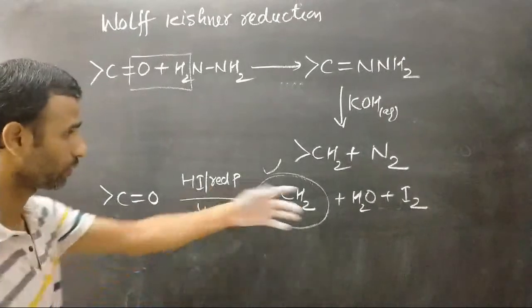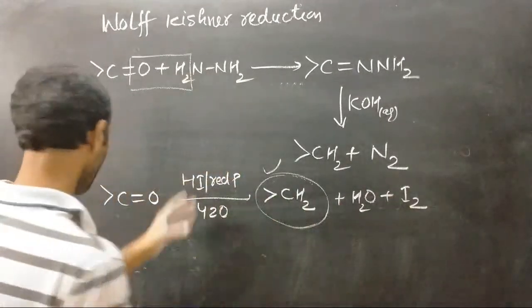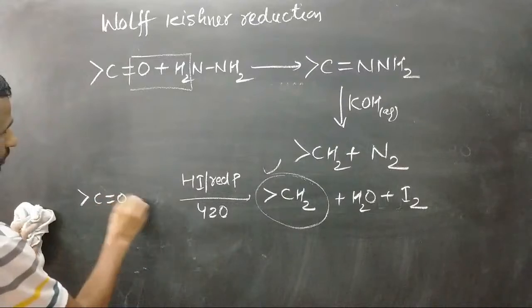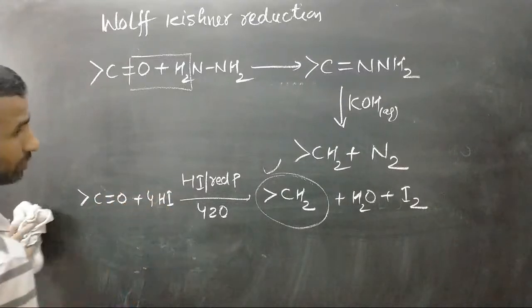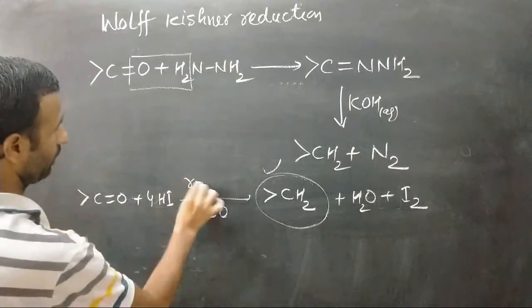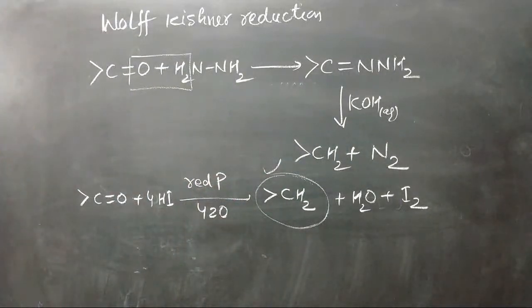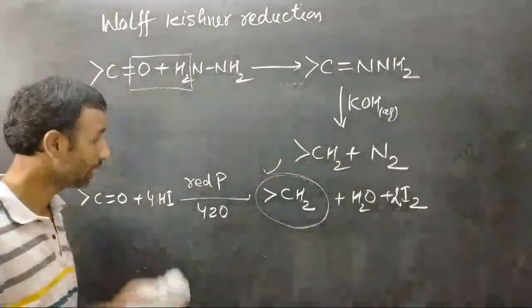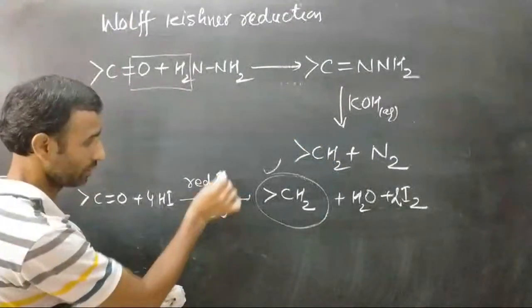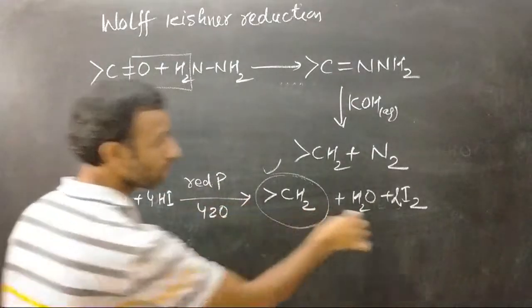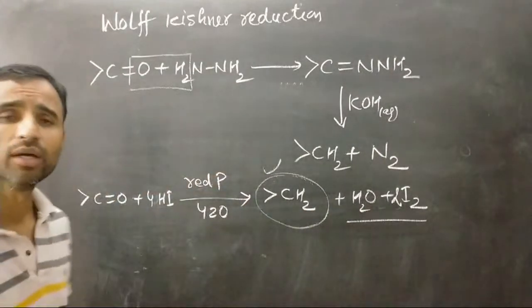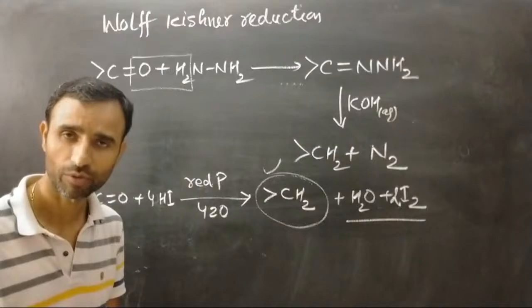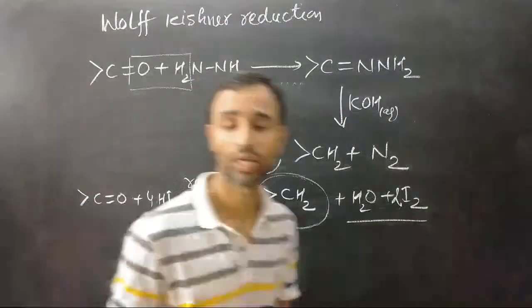Okay, so if you write H2O and I2 as well, then you have to write it like 4HI and red phosphorus and 2I2. Okay, because then it is balanced. If you write HI and red phosphorus on top of the arrow, then there is no need to write the side products. In organic chemistry, most of the time we skip the side products if they are not important. Okay, so these are the reduction reactions.